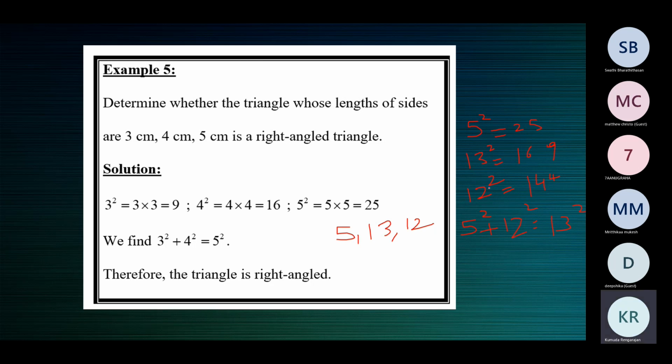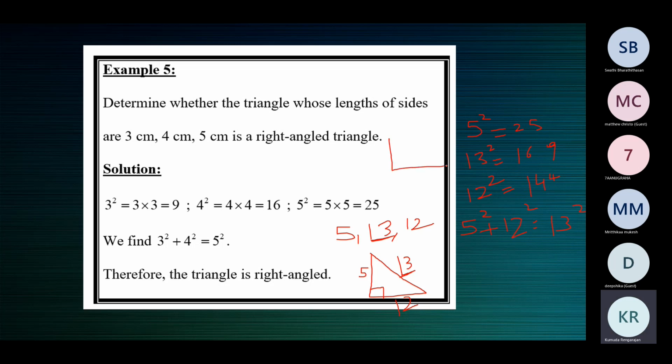All right, children. After identifying that this is a right triangle, because 5 square plus 12 square is equal to 13 square, let's draw the triangle and fill up the sides. The hypotenuse is the longest side, so this is 13. The other two sides you can mark anywhere, 5 and 12. I'm just drawing the triangle for you.